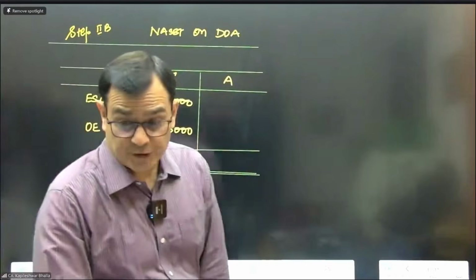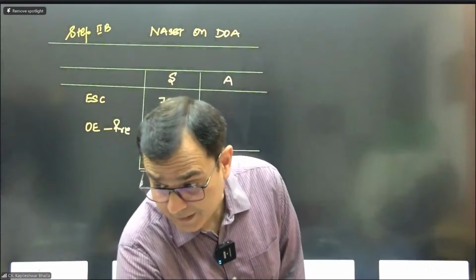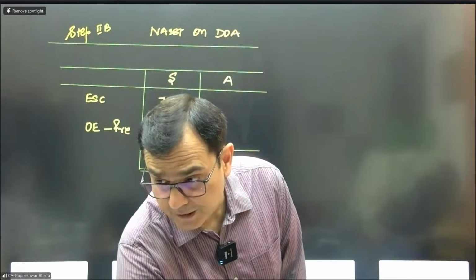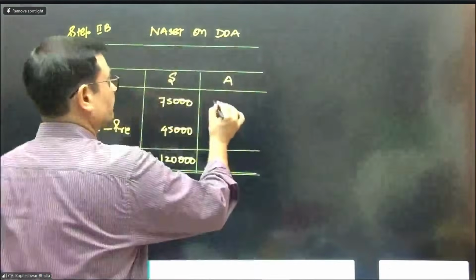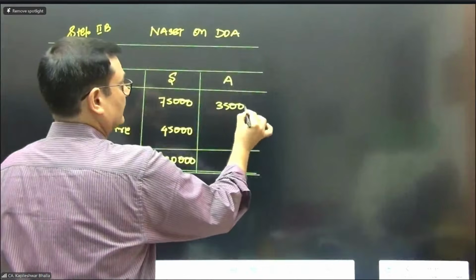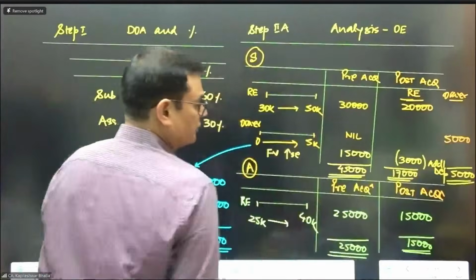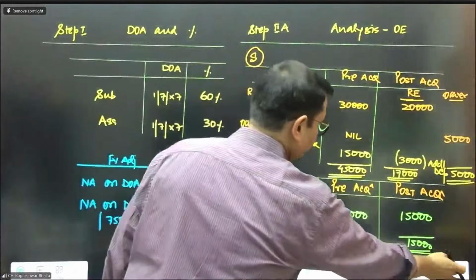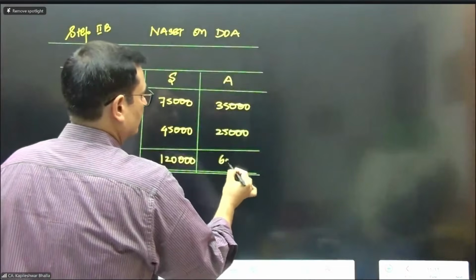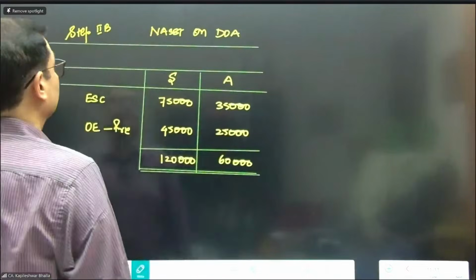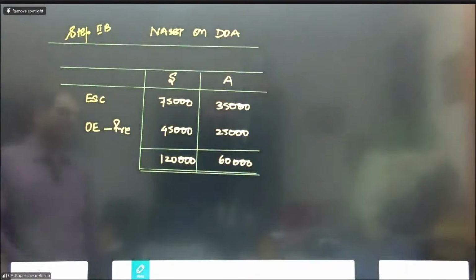And as far as the associate is concerned, if I go back in the question, the associate company has an equity share capital of 35. And we can get the pre-acquisition equity as 25. So that makes it a total of 60,000. This is the net assets on the date of acquisition.